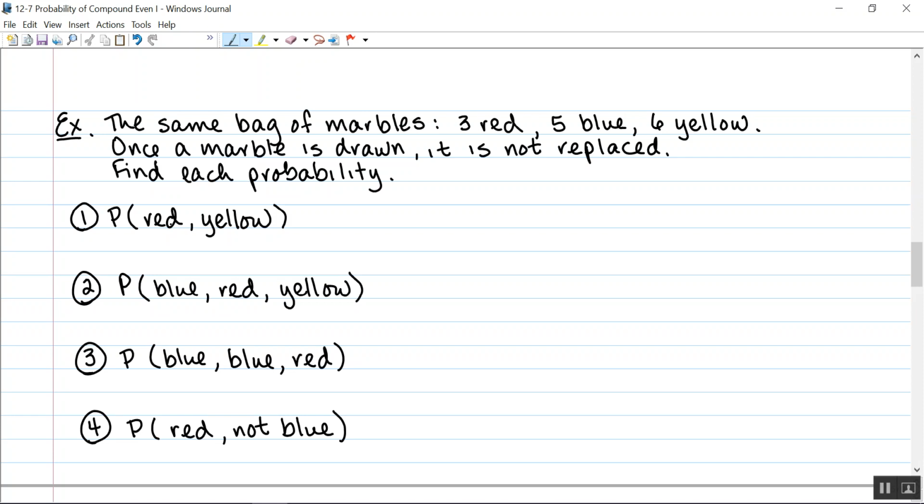So the probability of drawing out a red and then a yellow. So the probability of drawing a red is 3 out of 14. And now that I've taken a red marble out of the bag, there are now 13 marbles in the bag. So now the probability of a yellow is 6 out of 13.